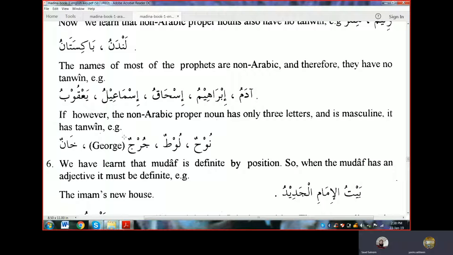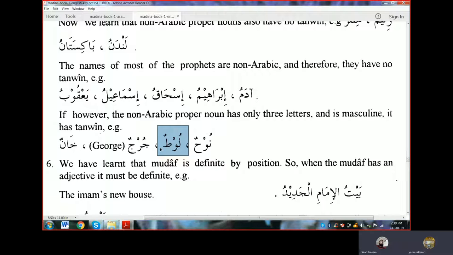However, if the non-Arabic proper noun has only three letters and the second letter is sakin and has no vowel, it is masculine. It has tanwin. Nuhun. Nuhun is the name of a prophet, like Noah.